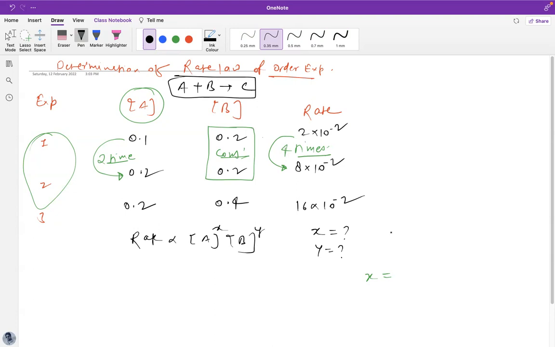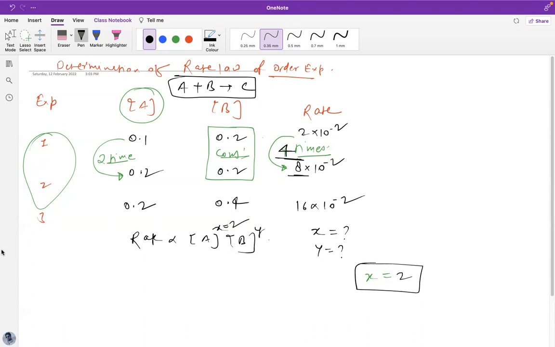Listen again. If you change 2 times and the rate has no change, then zero order. If changing 2 times, the rate becomes 2 times, then first order. If the change is 2 times and the rate becomes 8 times, then we can say third order. So here the change is 2 times and the rate is 4 times, so we can say second order kinetics, meaning X will be 2.